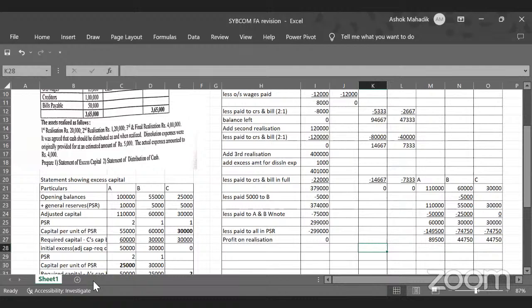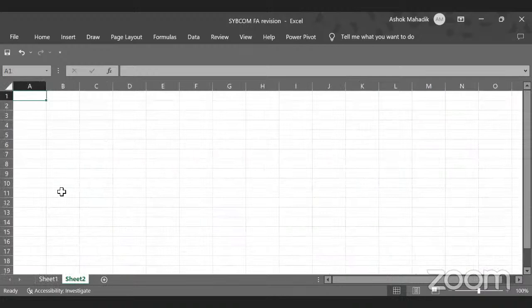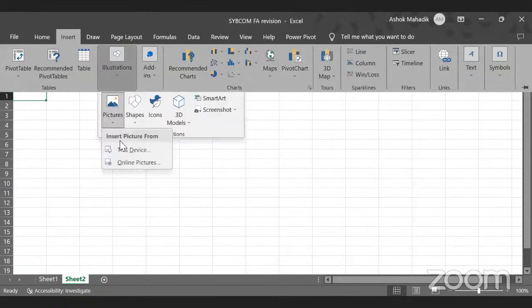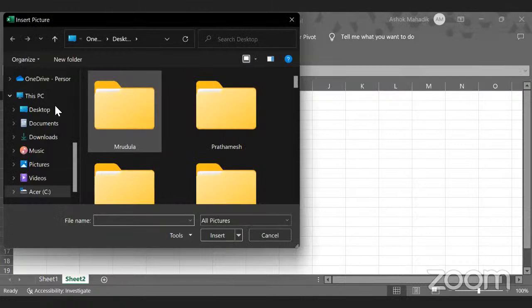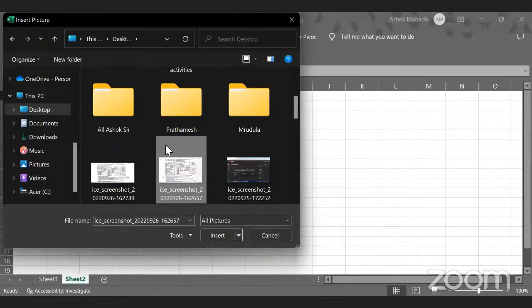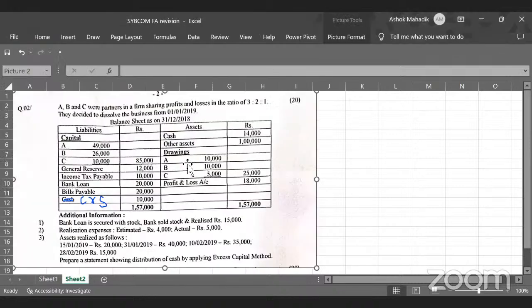So I'll go for the next sum. In the same paper it was there. So let me start with that sum. First I'll have to add the question. Okay, this is the next sum. I'll read it.